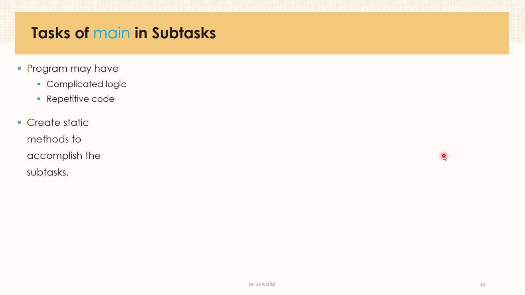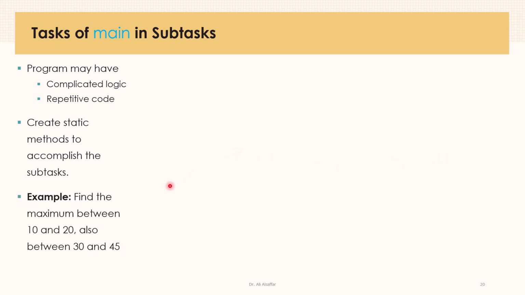Therefore, writing methods for each subtask of the main task makes the logic of the main task easy to understand and also avoids writing repeated code. For example, suppose that we would like to find the maximum between 10 and 20, and also separately the maximum between 30 and 45. So these are two tasks to accomplish.